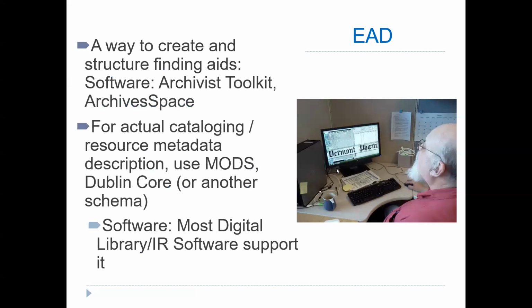So EAD is a way to create and structure finding aids. Archivist Toolkit, which I think is still kind of kicking around as an open source project that still existed on GitHub, but I think it's been completely or almost completely replaced by ArchivesSpace these days. But I know there were some libraries still using Archivist Toolkit just recently, but I'm not sure how they were doing it. So Archivist Toolkit was originally what it was, and then it became ArchivesSpace. And then for the individual records or description of these resources, we would look to something else like MODS, Dublin Core, MARC, something like that.